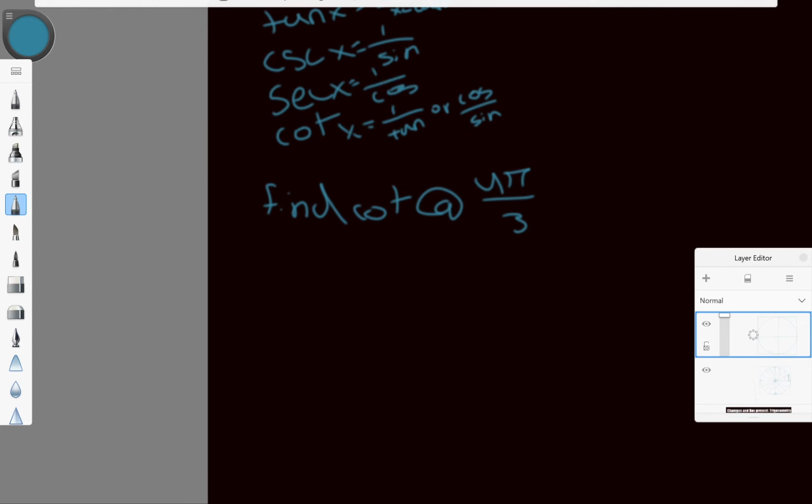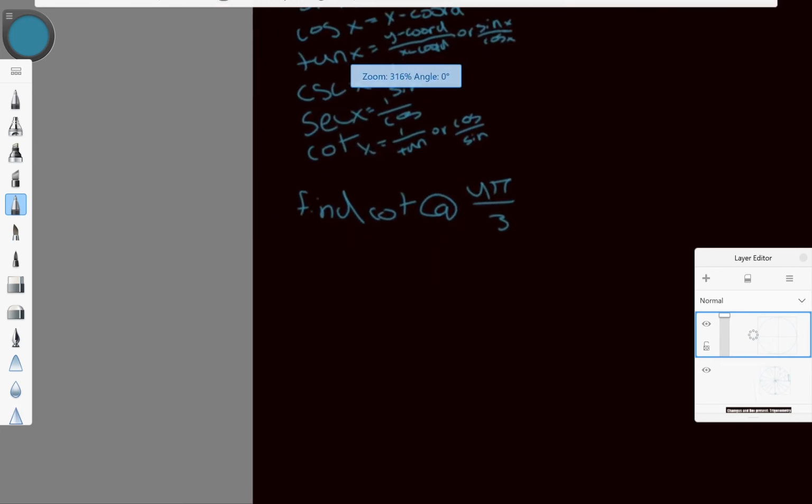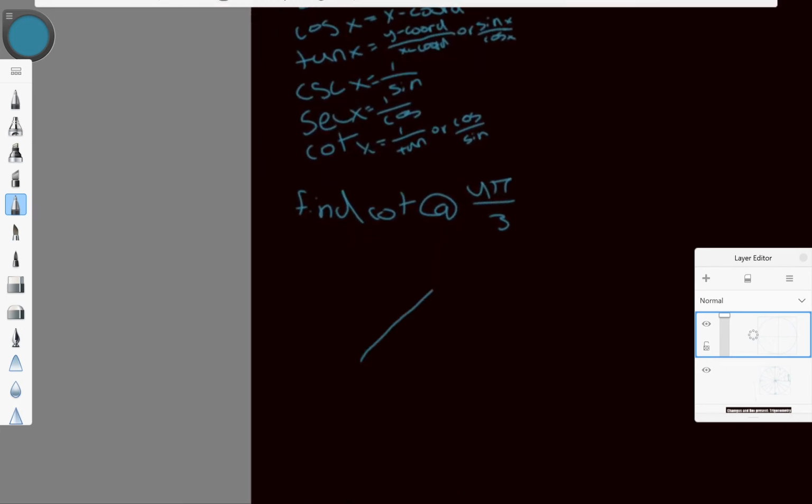As we know, the ratio for a 30, 60, 90, if the hypotenuse is 1, which it always will be, remember this, it always will be in the unit circle. Not in general trigonometry, but in our unit circle trigonometry.